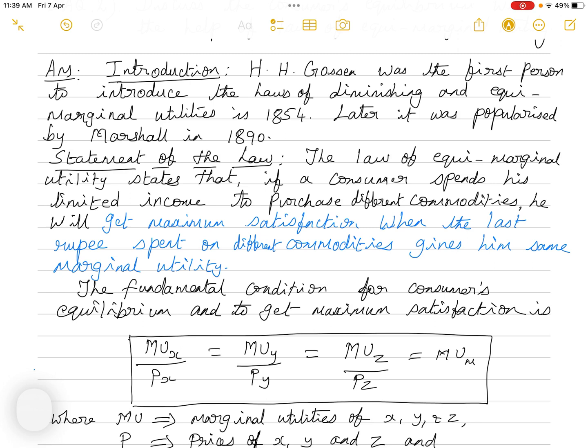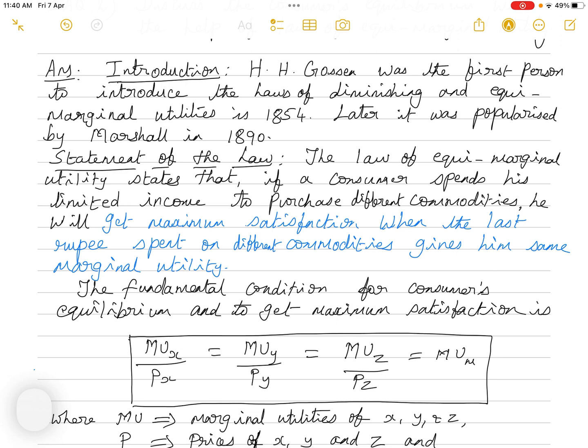The law states that if the consumer spends his money income on different commodities, then when the last rupee spent on commodity A gives him the same marginal utility as the last rupee spent on commodity B. Let him buy innumerable varieties of commodities, X, Y, Z, A to N, any number of commodities. If he buys all those commodities, the last rupee spent on commodity A should give him the same marginal utility as the last rupee spent on commodity B, commodity C, commodity D, etc. Then the consumer will be in the equilibrium position.